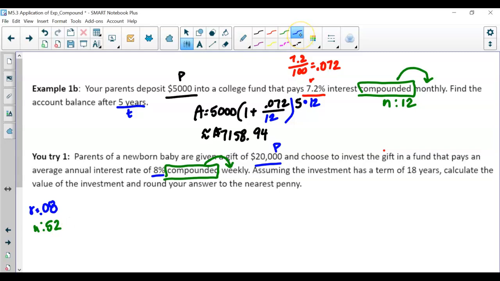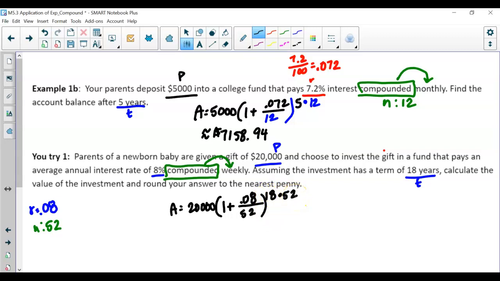Then we are assuming that the investment is 18 years. That is your T. So here we go. We're looking for that final amount. So A is equal to 20,000 times 1 plus your fraction, 0.08, but divided by what? 52 here, right? Then raise that to the T power of 18 times 52.